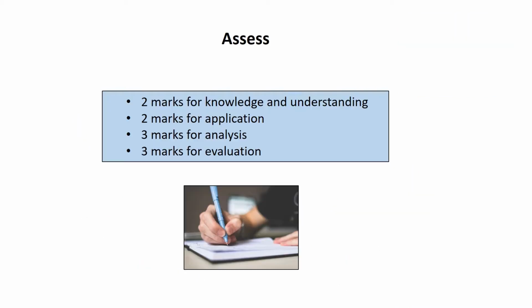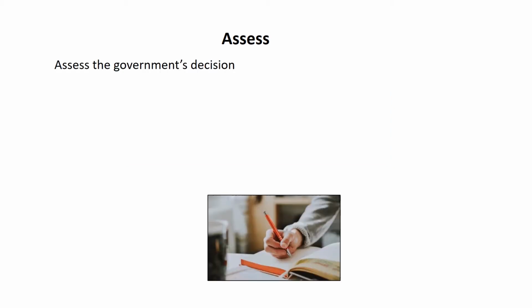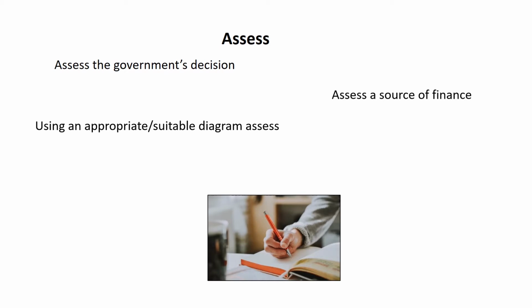The 10 markers on the Economics B paper tend to have the command word assess. You're awarded up to 2 marks for knowledge and understanding, 2 marks for application, 3 marks for analysis, and 3 marks for evaluation. This should just give you an idea of how 10-mark questions tend to start off on the Economics B paper. So, assess the government's decision, use an appropriate diagram or a suitable diagram, assess a source of finance, assess the effectiveness, assess the possible impact. So these are just some of the ways.